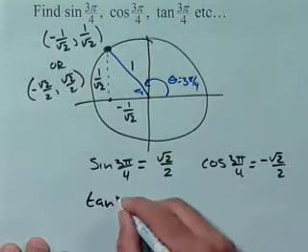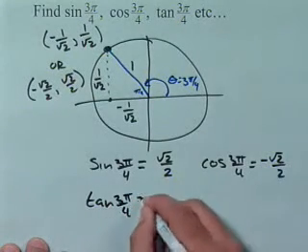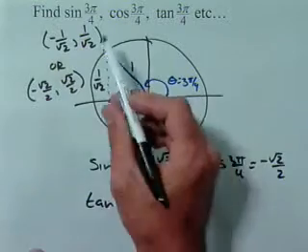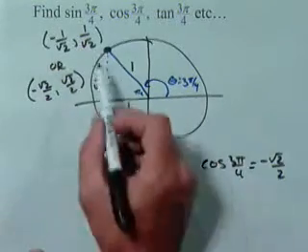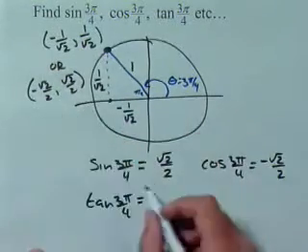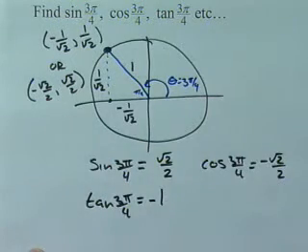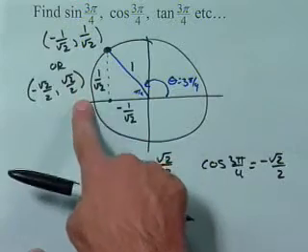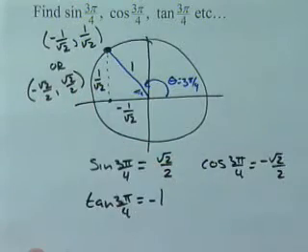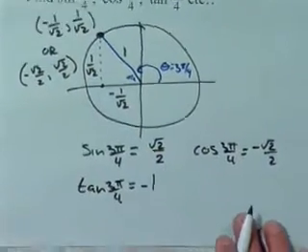Tangent of 3 pi over 4. What was that? That was the y-coordinate over the x-coordinate. Well, they're both the same, but one of them is negative, so that must be negative 1. Okay, right? Square root of 2 over 2 divided by negative square root of 2 over 2 is negative 1. And now I can do the rest.